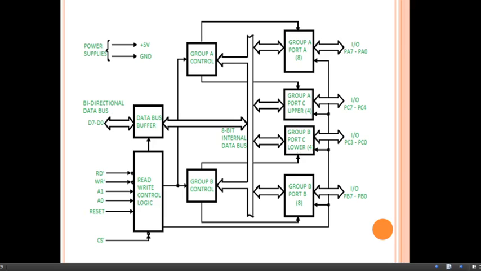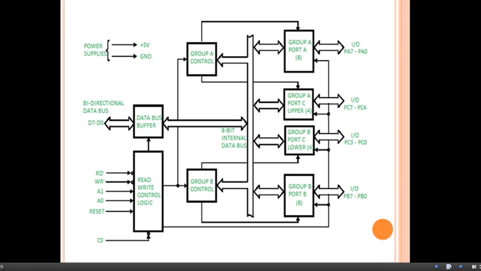Next is group A control and group B control. So the 8255 input output ports are divided into two sections, as we can observe, group A and group B. Group A consists of port A and port C upper. Group B consists of port C lower and port B. Here each group is programmed through the software, the group A and group B.